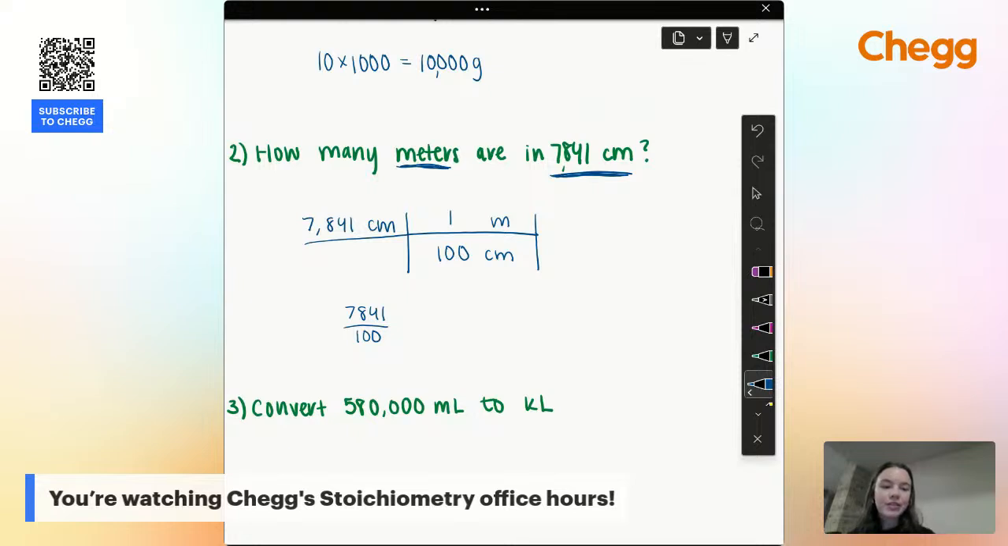3, 2, 1. We got 78.41 meters. And that is our final answer, 78.41 meters.